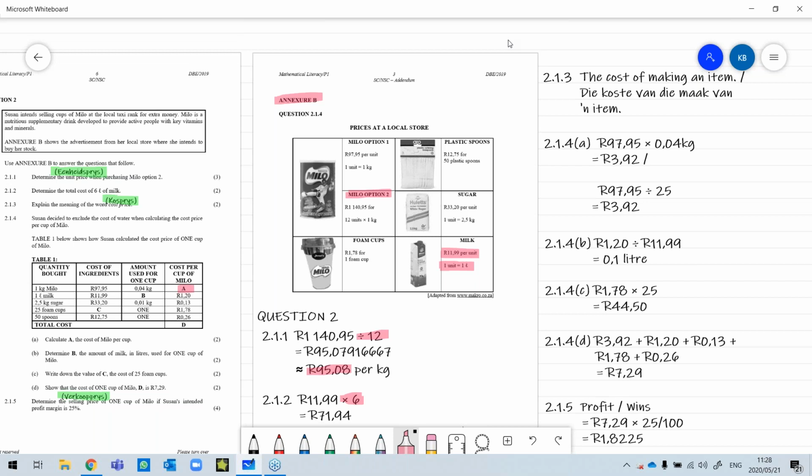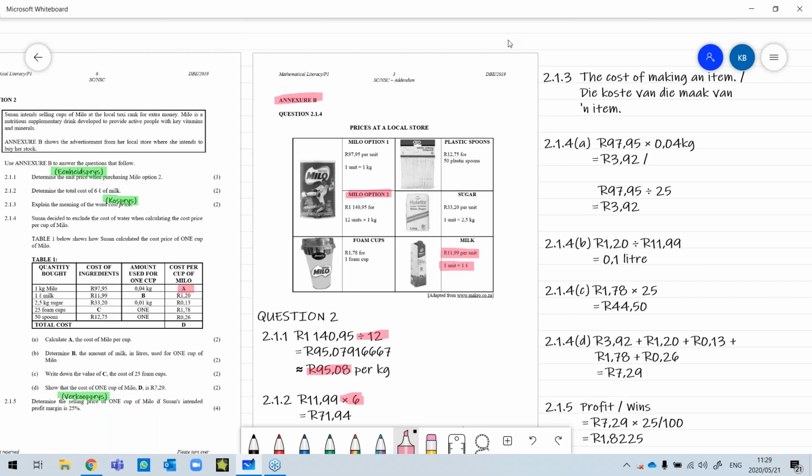Okay, so let's have a look. Over here is A. Now let's see. They give us 1 kilogram of Milo is purchased at 97 Rand and 95 cents, and the amount used for 1 cup is 0.04 kilograms. So let's see cost per cup. We are firstly going to say 97 Rand and 95 cents multiplied by 0.04 kilograms. That gives you an answer of 3 Rand 92 cents.